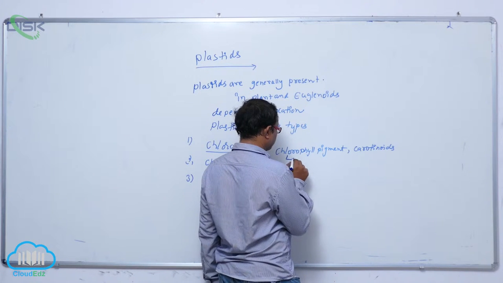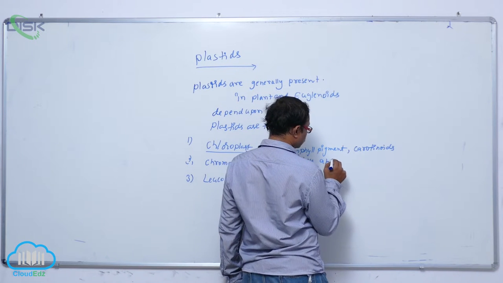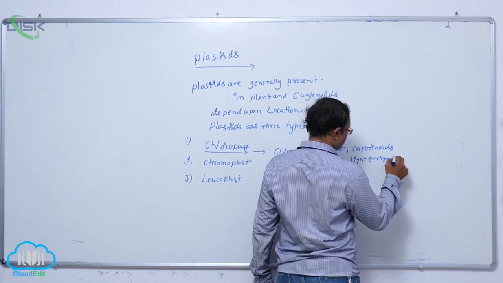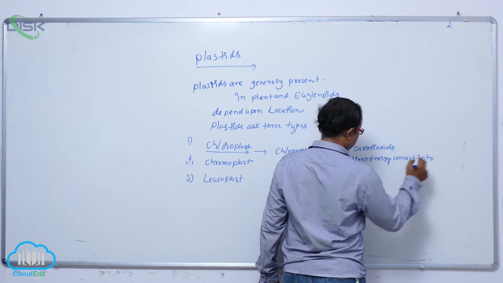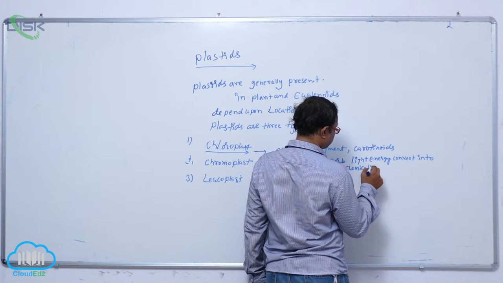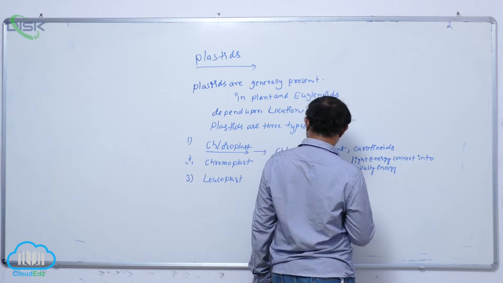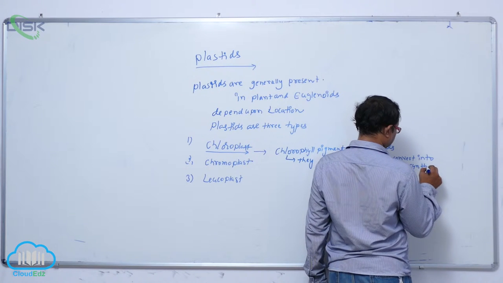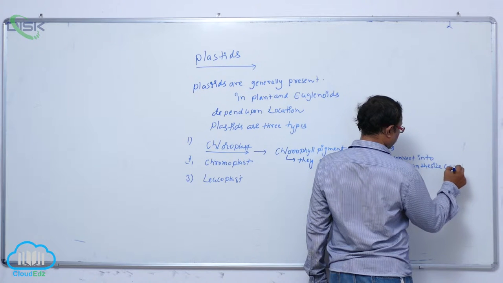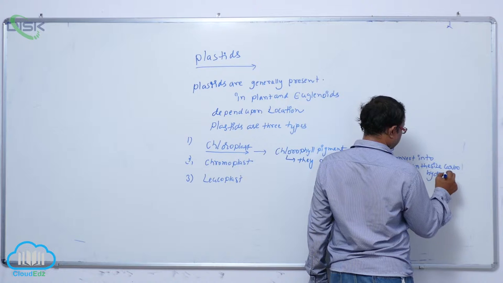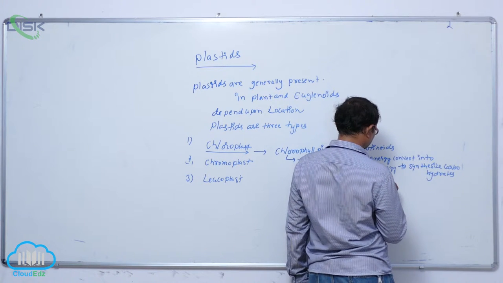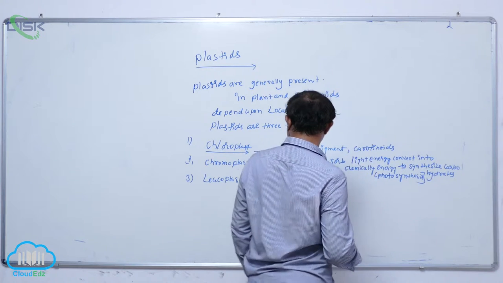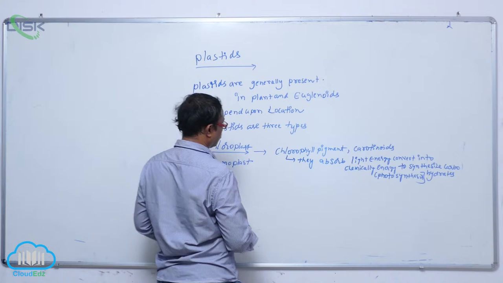Chloroplasts, due to the presence of chlorophyll pigment, absorb light energy and convert it into chemical energy to synthesize food material, carbohydrates or starch. This process is known as the photosynthesis process.